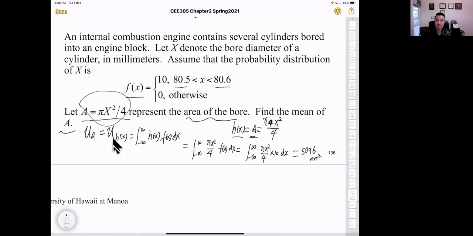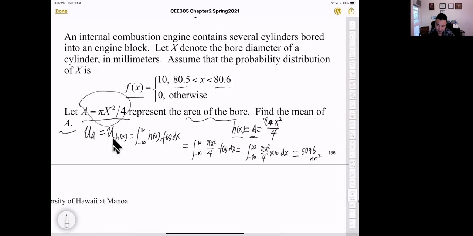Any more questions? I'm looking at your notation. You go from the integral from negative infinity to positive infinity of pi x squared over 4 f(x) dx, and then it goes to x. Is that an x or a multiplication symbol? That's times. It's times 10. Yes, f(x) is 10.